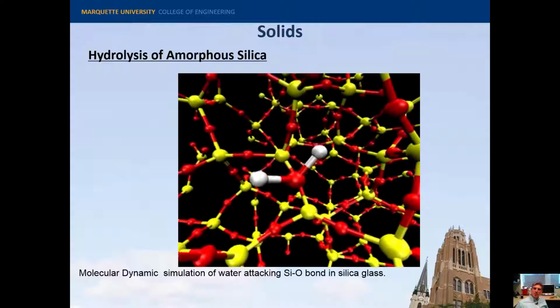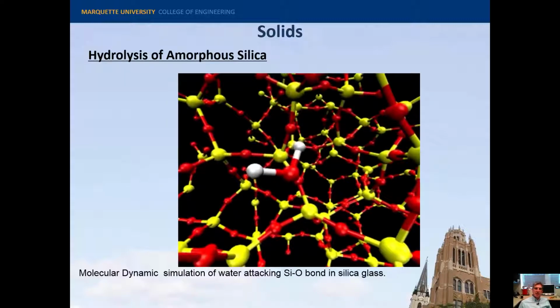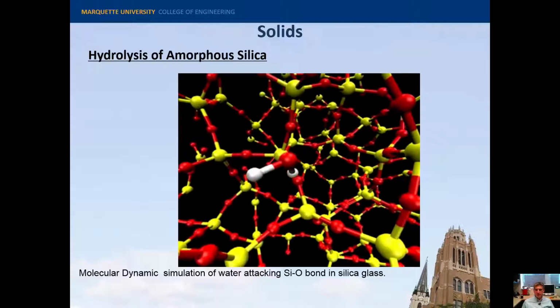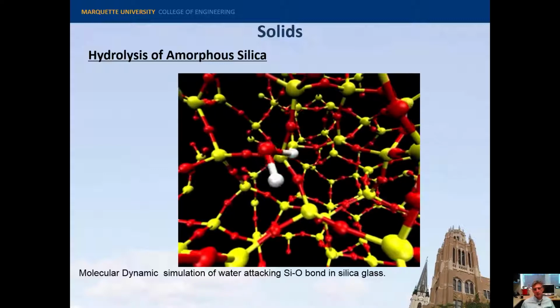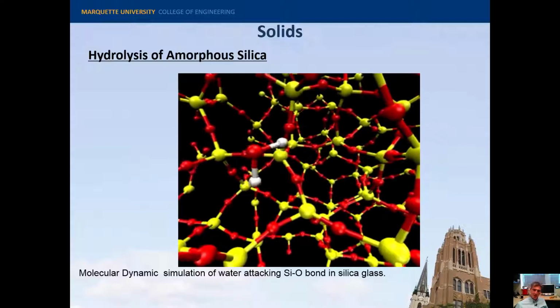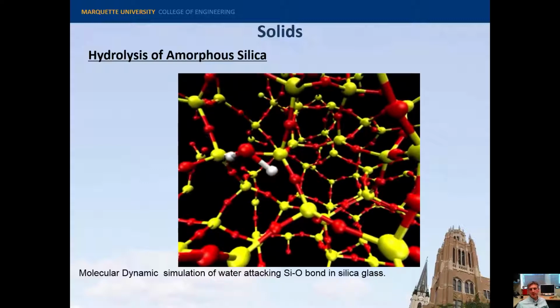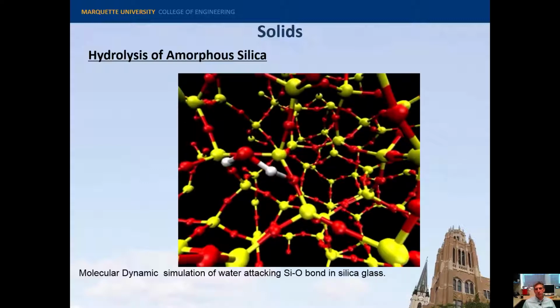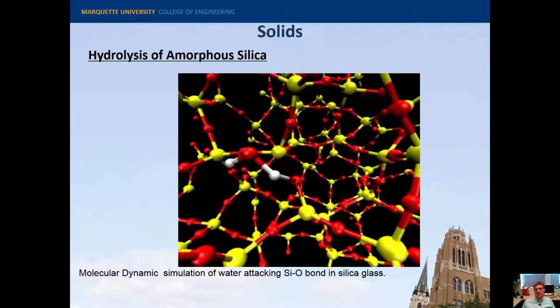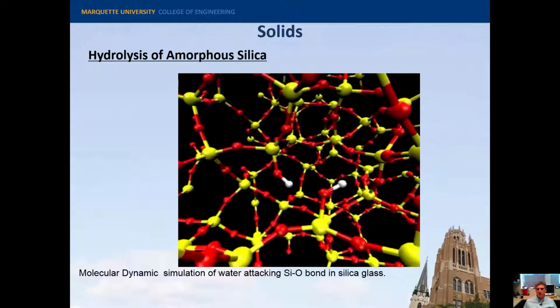So this is a molecular dynamics simulation showing the hydrolysis of amorphous silica. So this is showing a water molecule here interacting with this bonded glass structure. And you can see that it has, via the van der Waals forces, bonded itself. Now it has actually broken that oxygen bond and reformed with the two hydrogens.